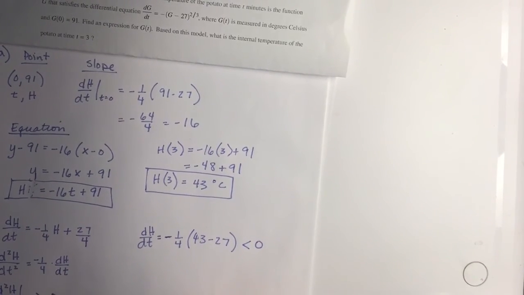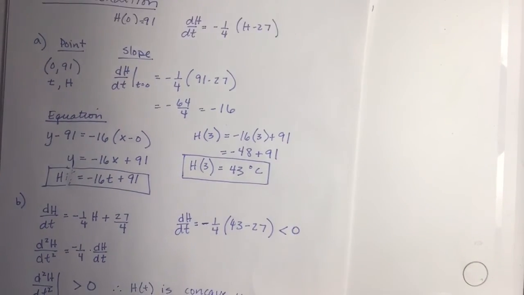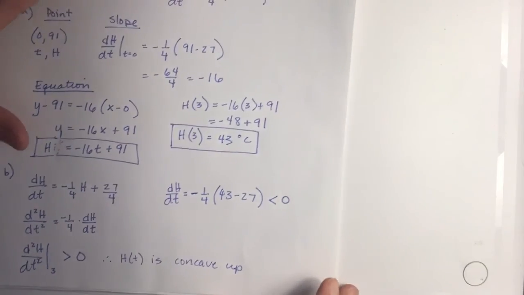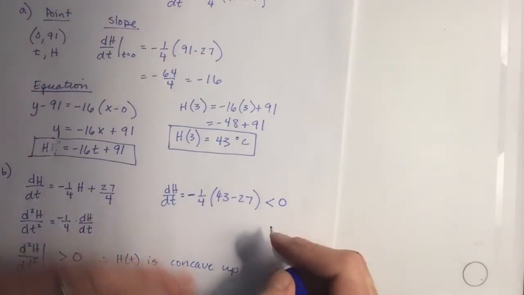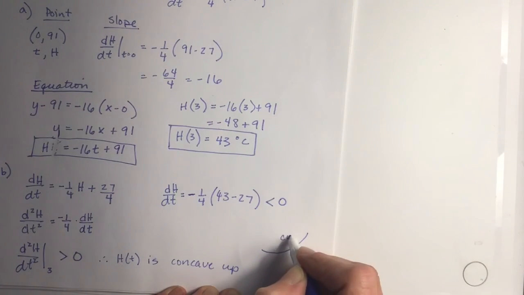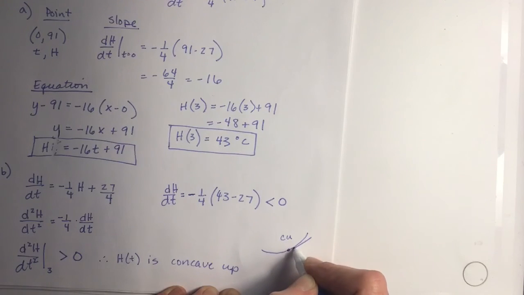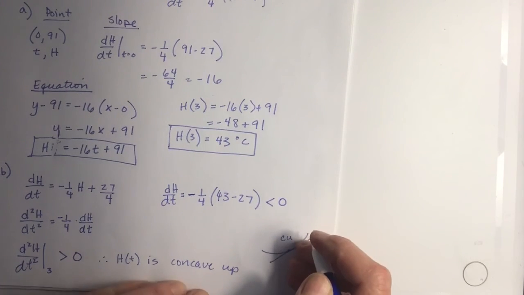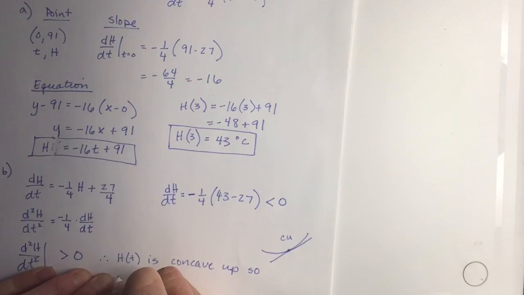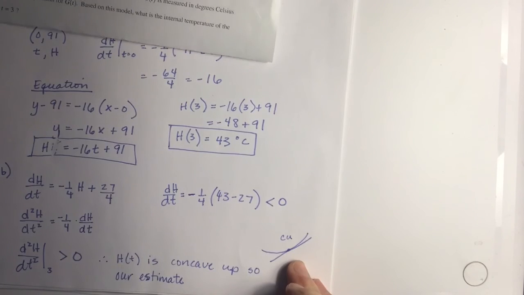Therefore, h of t is concave up. Sorry, you can't see anything that I'm doing. Therefore h of t is concave up. So if you can imagine our function here and our tangent line, our concave up function, and our tangent line is always going to lie below the curve. So concave up, our estimate is, what wording do they use? Is an underestimate.